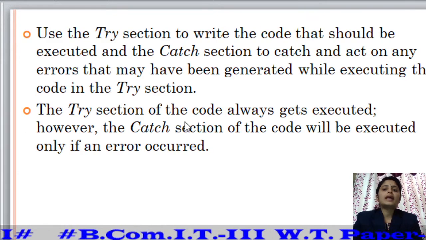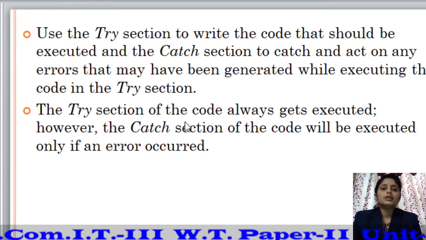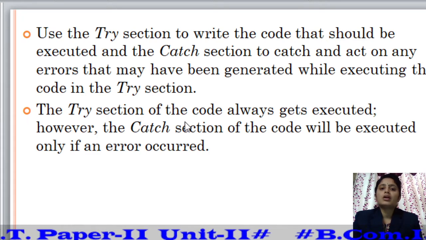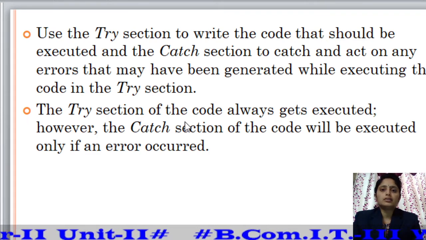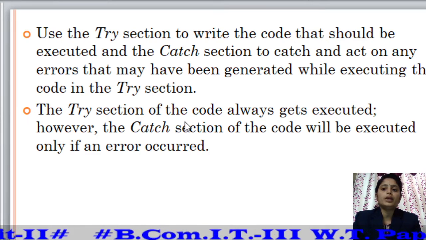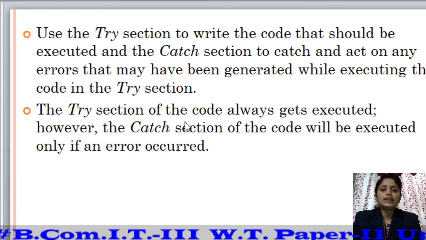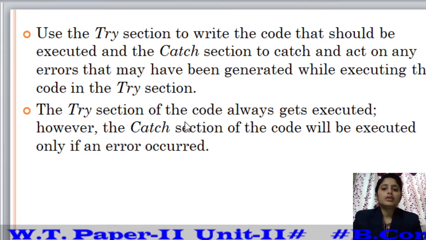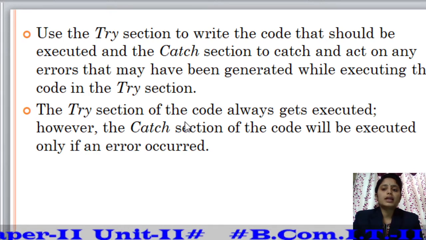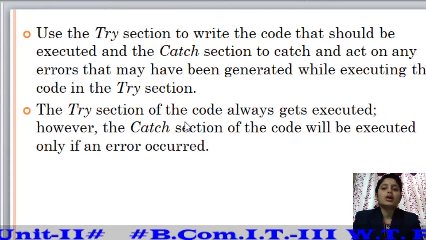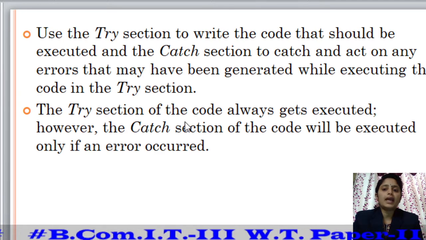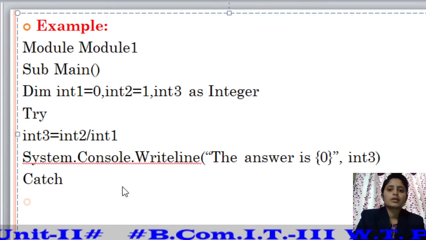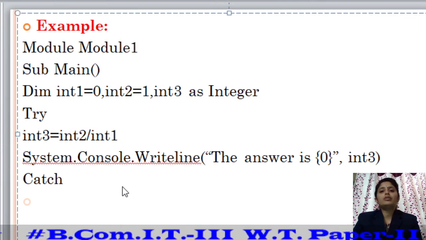Use the Try section to write the code that should be executed and the Catch section to catch and act on any errors that may have been generated while executing the code in the Try section. The Try section of the code always gets executed. However, the Catch section of the code will be executed only if an error occurred. Let's see the example of a Try-Catch block.